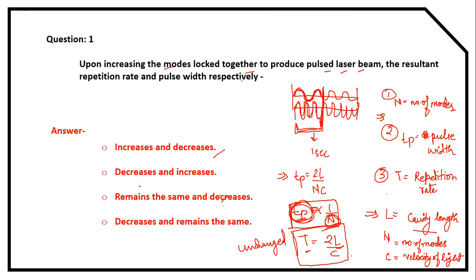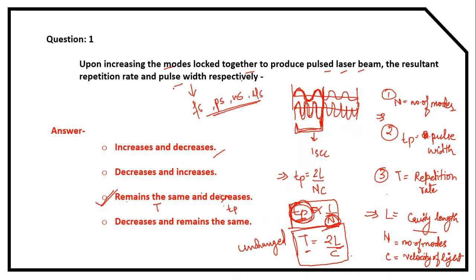Now, we had two options which we doubted may be correct, and we'll opt for the option which says remains the same and decreases, as they have talked about it respectively. The repetition rate is constant, denoted by T, and the pulse width is Tp. Now, what is the pulse width? It has a unit of time. It can be femtoseconds, picoseconds, nanoseconds, or microseconds. It can be of any unit.